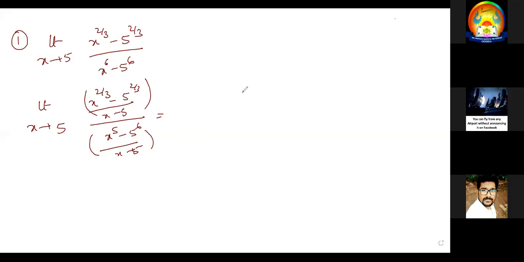Before we start the new topic, last question from the limits. It is a limit x tends to 5. Like we have a formula here, n into a power n minus 1. So there we have a formula like 2 by 3 into 5 power 2 by 3 minus 1. 6 into 5 power 6 minus 1. And you can simplify this. Now keep every limit aside.